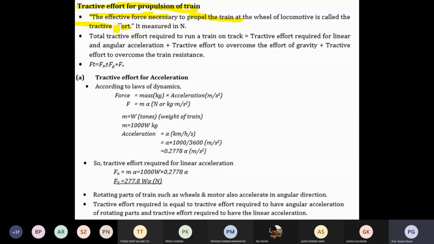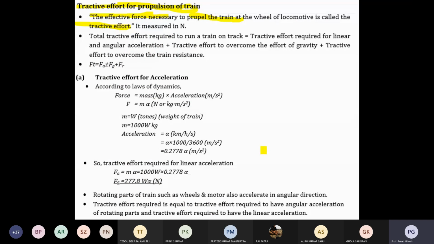So now the train is trying to move. Initially the train tends to move, but it is not moving. And what is the measurement? Definitely it is measured in newtons. So that is the total tractive effort. You have to understand these points very well.